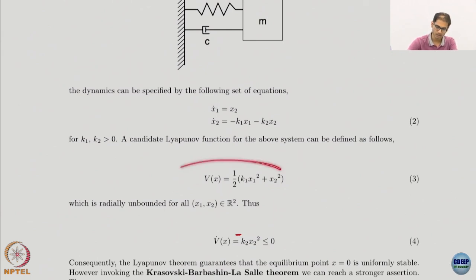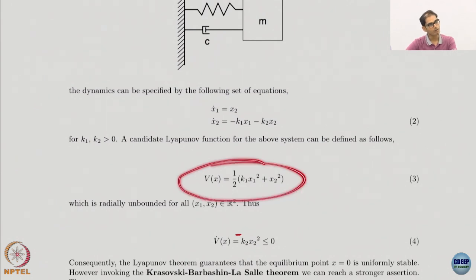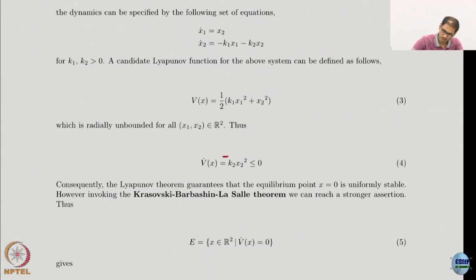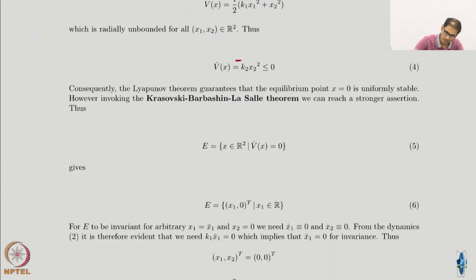In fact in all of Rn, the domain, you don't even have to worry about the domain here, sorry, all of R2. V is valid in all of R2, V dot is negative semi-definite in all of R2, and V is radially unbounded in all of R2. Okay, so once you have that, it's again the same kind of set construction.